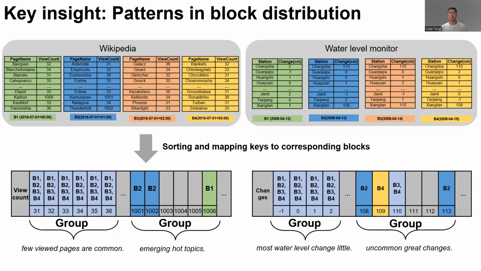Another example is from water level monitors, showing how the water level changes in different monitoring stations. Since the water level is affected by the seasons, the changes also follow a pattern. Usually, the water level of most stations does not change much. But during the flood season, a few stations may monitor great changes, and such uncommon changes occur at different blocks. Leveraging these patterns, SAVE groups key ranges with similar block distribution into a single region to optimize the storage cost.